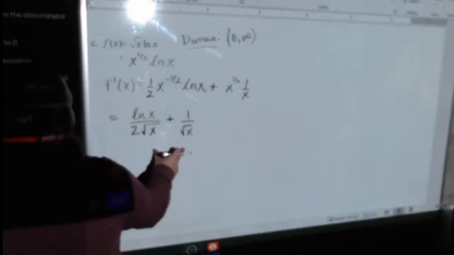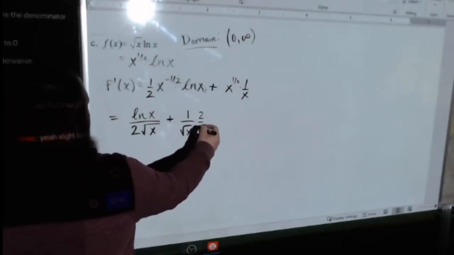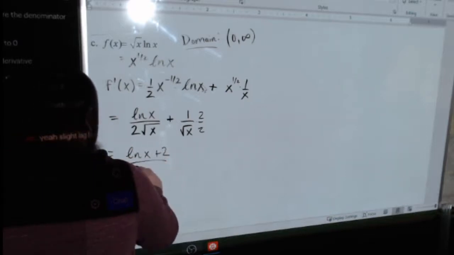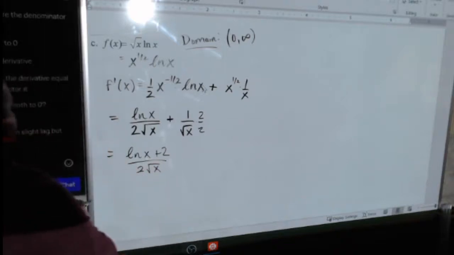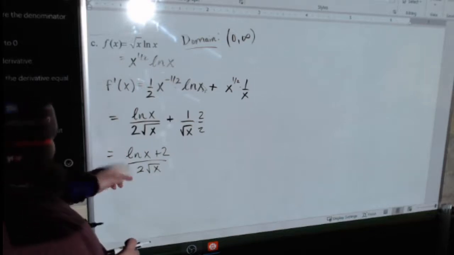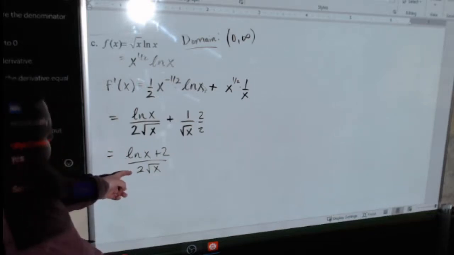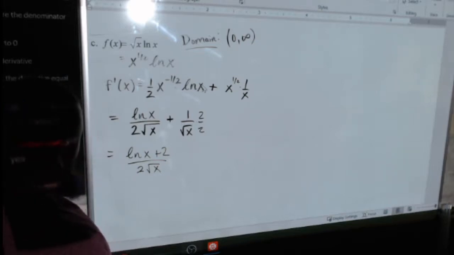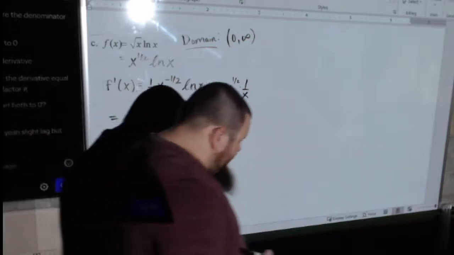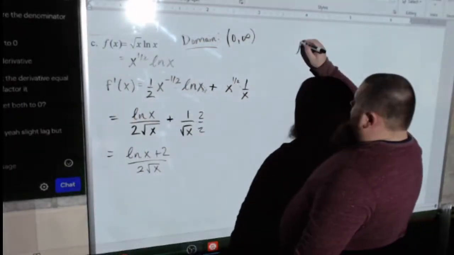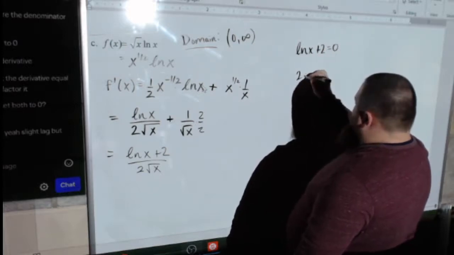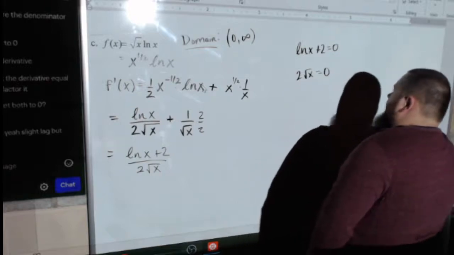So we could put these together, right? I can multiply this by 2 over 2, and this becomes natural log of x plus 2 over 2 root x. So that's my derivative, and I wanted to write it that way so that it was pretty clear as to where the function would be undefined. So again, because it's a ratio, I need to set natural log of x plus 2 to 0, and I need to set 2 root x to 0.